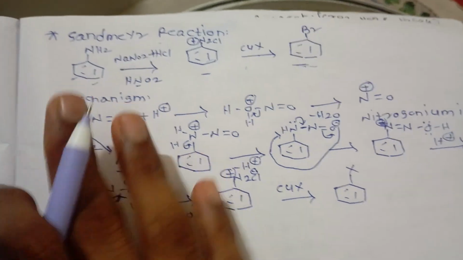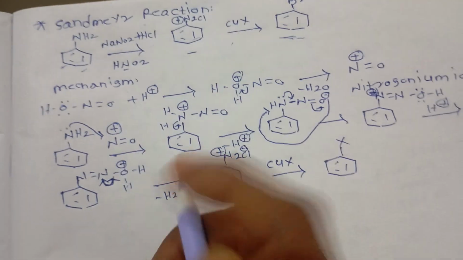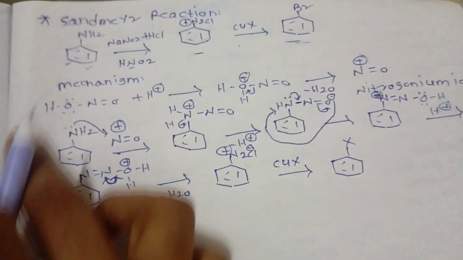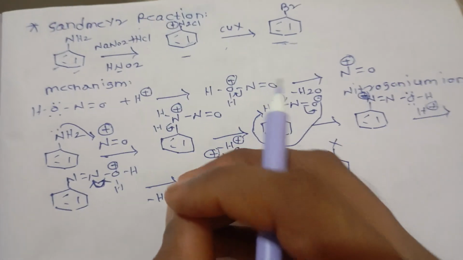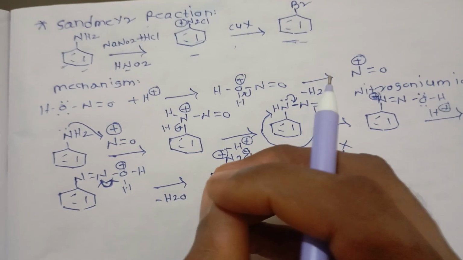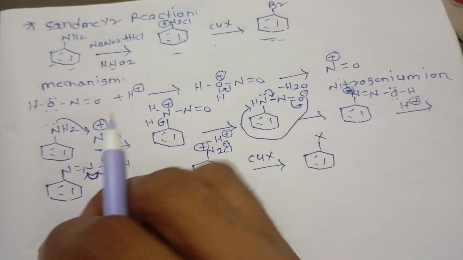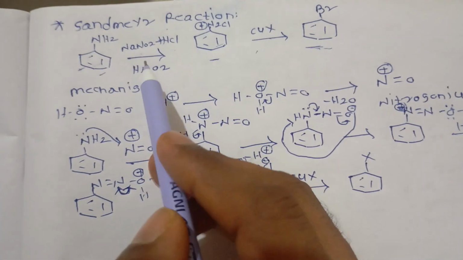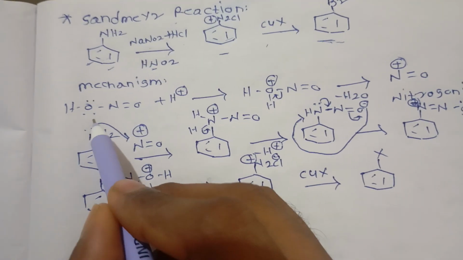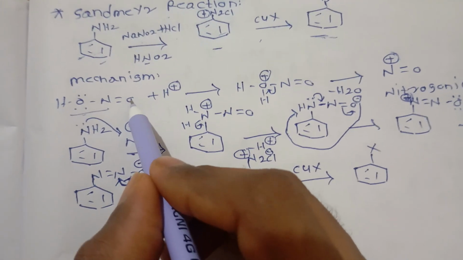Okay, we will explain the mechanism of the Sandmeyer reaction, how exactly it happens. Once we know the mechanism, we can confidently tell it in the interview, because most of the times the interviewer asks you what is the mechanism of the Sandmeyer reaction. Okay, we will learn that. First, we know HNO2. This is the structure of HNO2, here OH and a double-bonded oxygen.